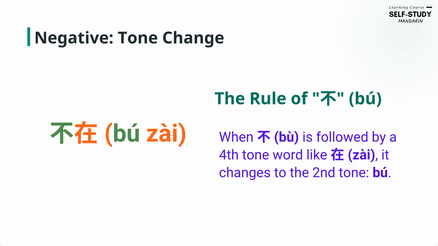Negative. Tone change. The rule of 不, 不在. When 不 is followed by a fourth tone word like 在, it changes to the second tone, bú. To make a sentence negative, we use the character 不, which means not. However, there's an important tone change rule to remember when 不 is followed by a fourth tone word. The word 在 itself is a fourth tone. When 不, which is also a fourth tone, comes before another fourth tone word, its tone changes. So 不 changes to bú, a second tone. Therefore, not at or not in becomes 不在. Make sure to pronounce 不 as bú in this context.